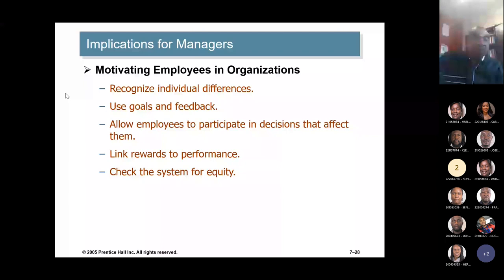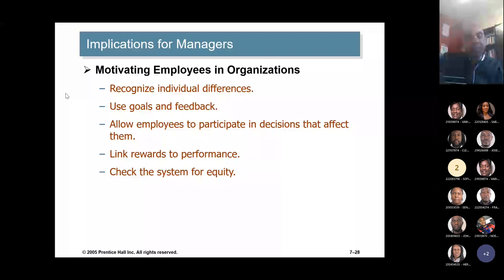Use goals and feedback as part of motivation in terms of motivating your employees. When employees know how they are performing, whether they are performing well or not, it stimulates them to do better. If they are not performing well, it gives them a kind of wake-up call to do better and perform well.